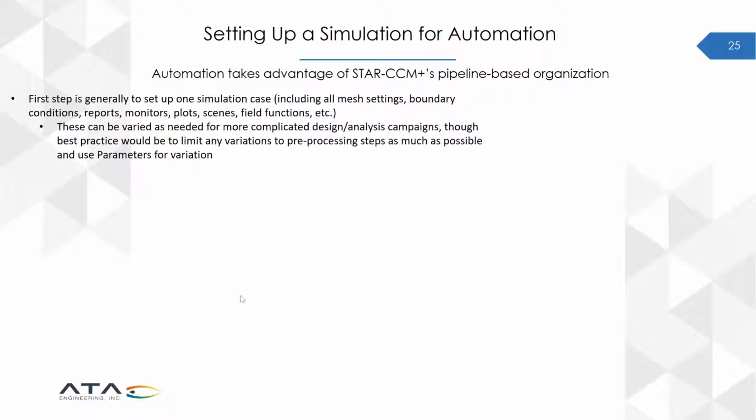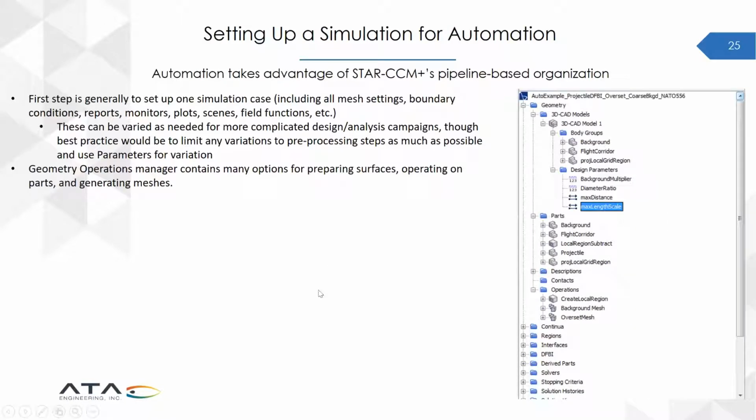And you can take advantage of STAR's parameters feature as much as possible for this variation. And so one that I'm going to talk about in today's topic is this max length scale parameter that I use to control specifically the overset region sphere size based on the size of the bullet that we're modeling.